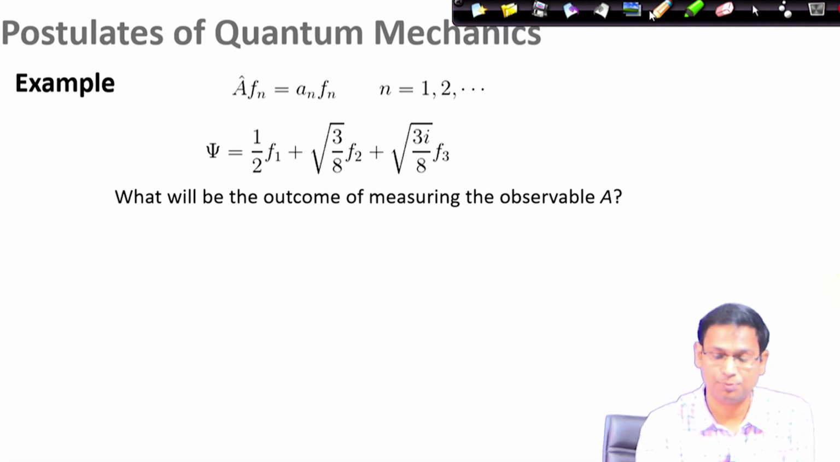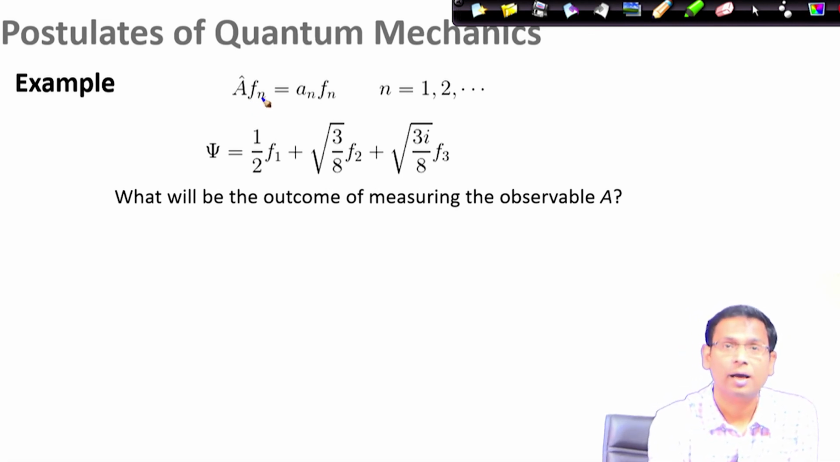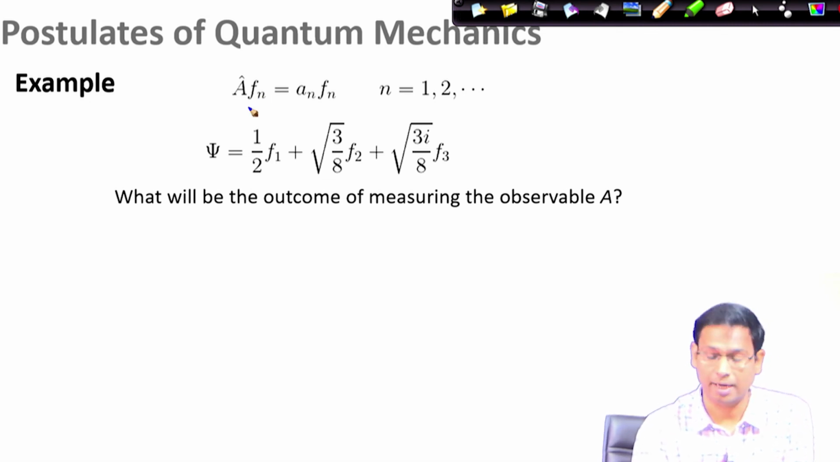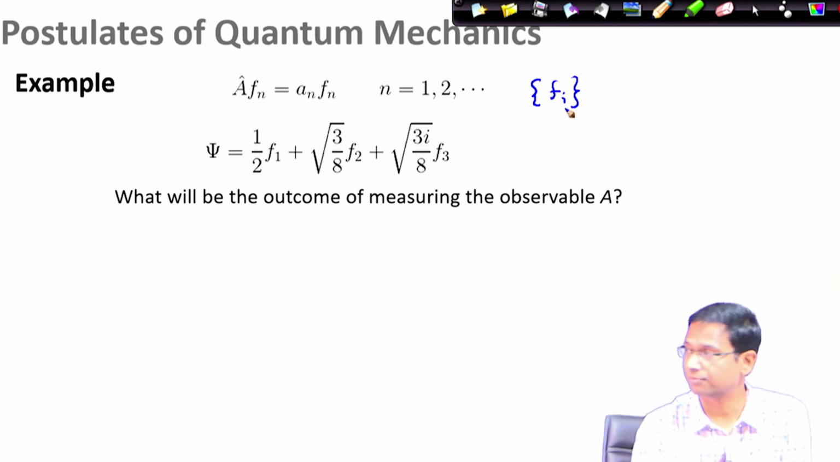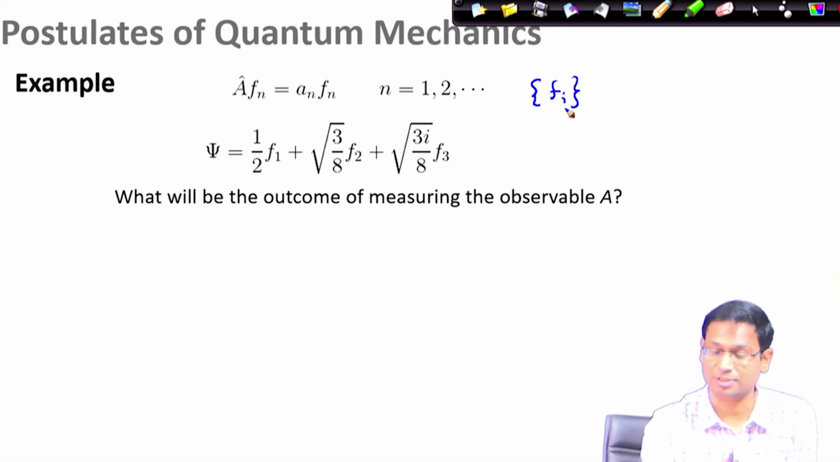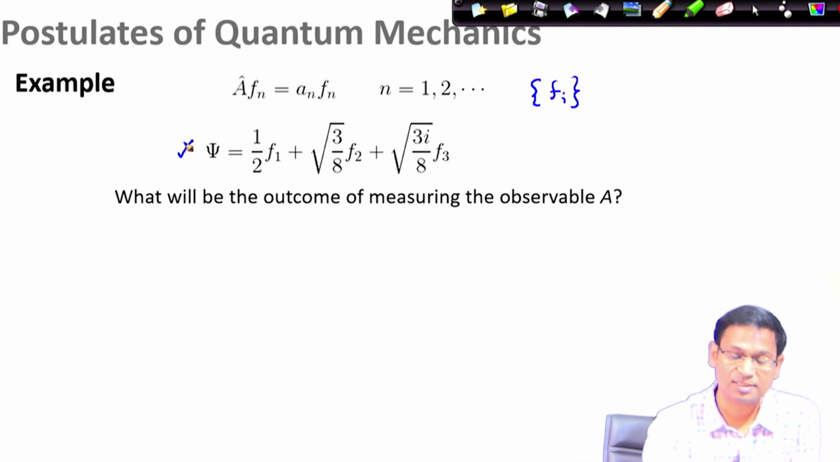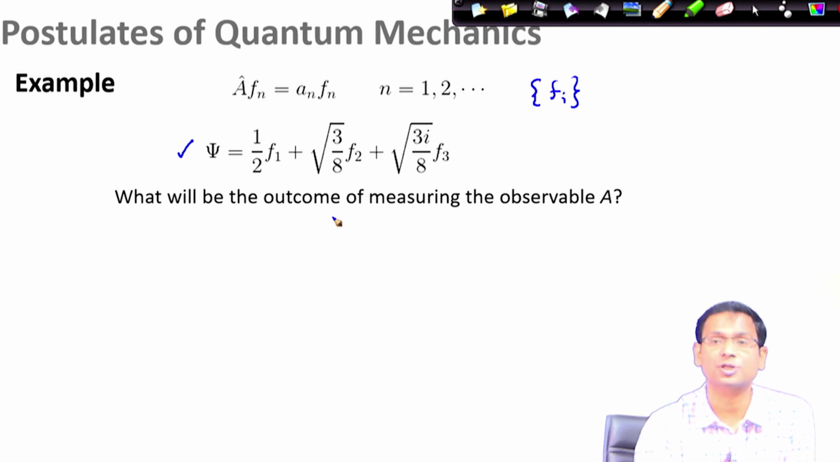Suppose we have this example, where the f_n are eigenfunctions of operator A with eigenvalues a_n, where n goes from 1 and so on. So, it suggests that f_1, f_2, f_3 form a complete set of eigenfunctions here. And my state function psi is expressed as a linear combination of only 3 of these functions, and the others have coefficients 0. This means, in that case, what will be the outcome if I do the measurement corresponding to the observable A?